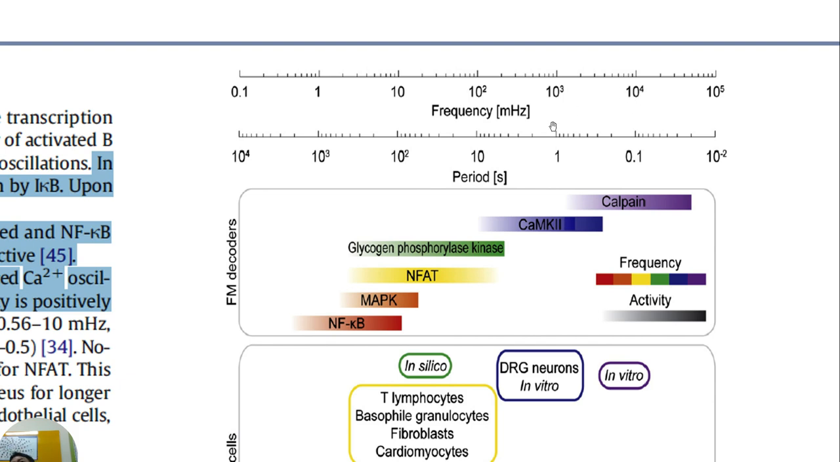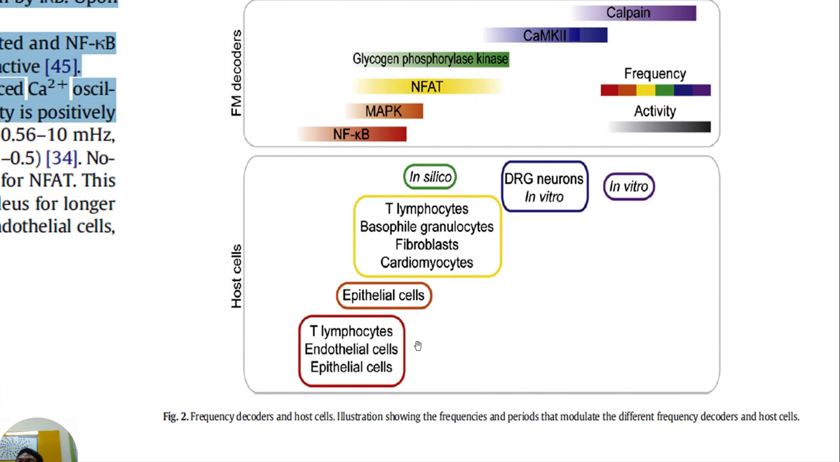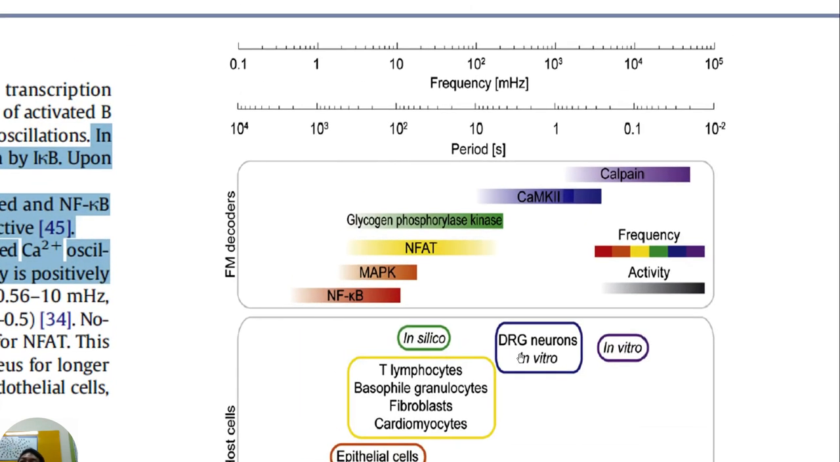10 millihertz, sorry, 10 hertz, I converted hertz. 10 hertz is one time in 1 second, 10 times. So 10 times, one time, let's say 0.1 time per second. But relatively, the T cell, epithelial cell, and endothelial cell are very slow. But some neuron cells and other cells are very frequent, you can see it.